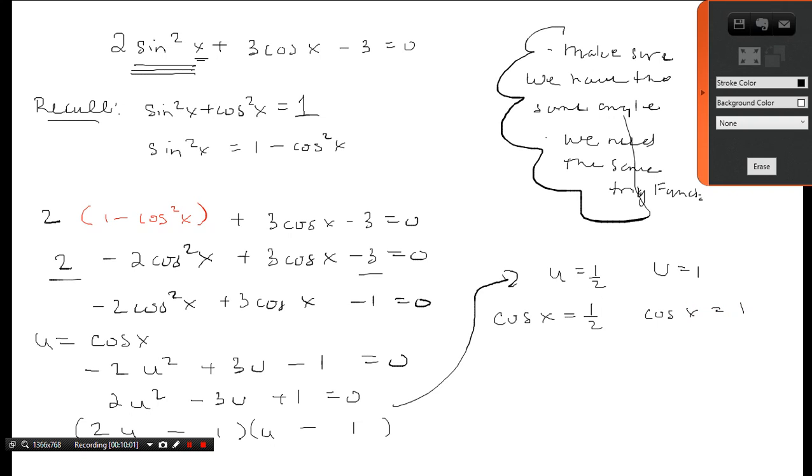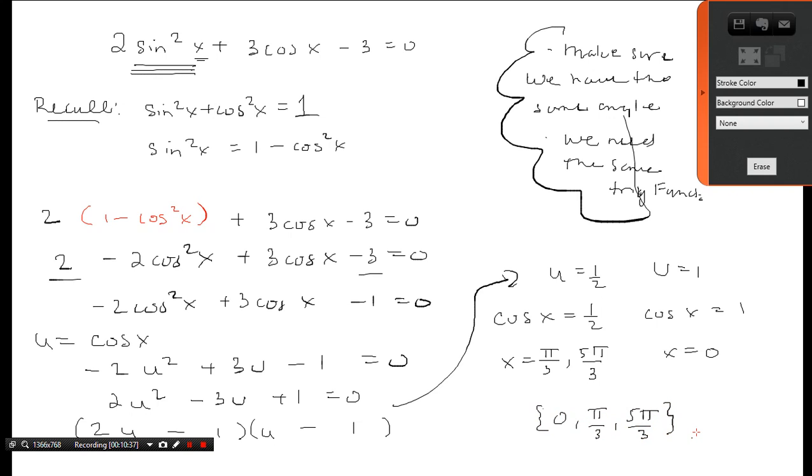Well, I could think of two places that it's a half: in the first quadrant, at pi over 3, and in the fourth quadrant, at 5 pi over 3. Well, let's see. Cosine of x is 1. Where is that? Well, it's only in one spot. That's 0. Notice I didn't say 2 pi, because 2 pi is the beginning of the next revolution, the next time around the circle. So this answer is what we end up with.